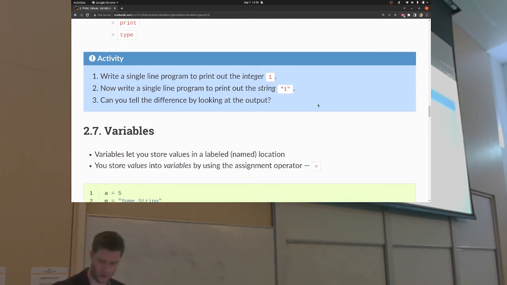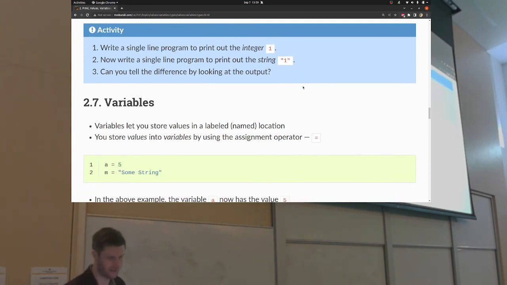All right, do this real quick. I'll give you a minute to do it. Write a single line program to print out the integer 1. I already did it. Prints out the string 1. Can you tell the difference just by looking at the output? Do that. You can even write these 2 programs one after the other and run it all in one shot. So if you're following along in Colab, do that activity really quick. I'll only give you a minute because I'll do it as well.